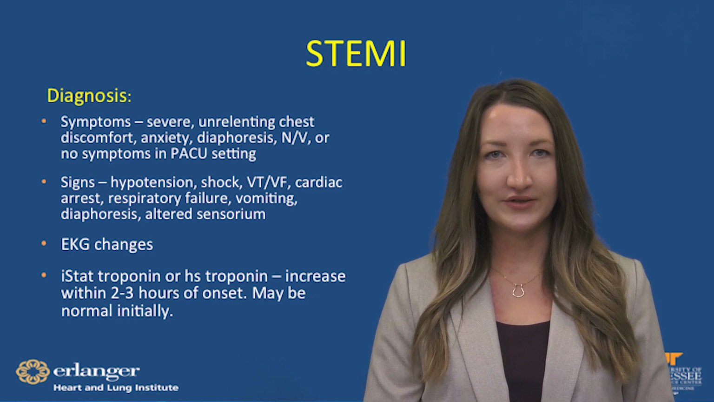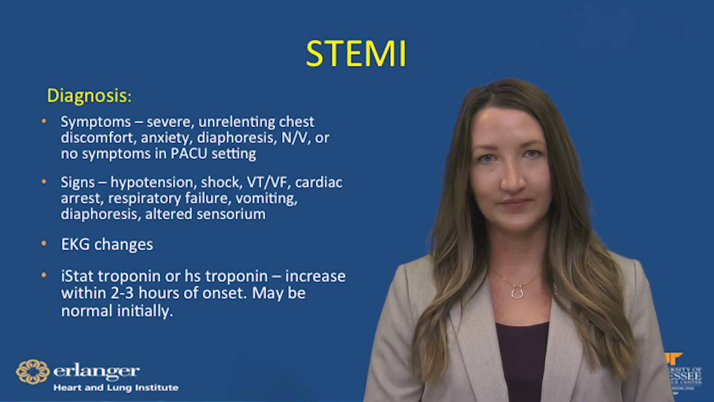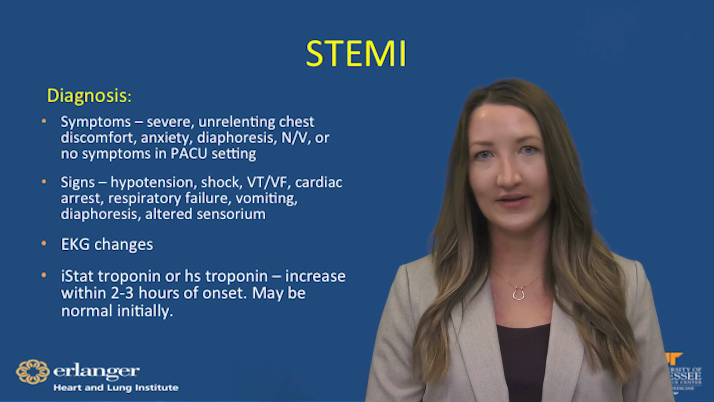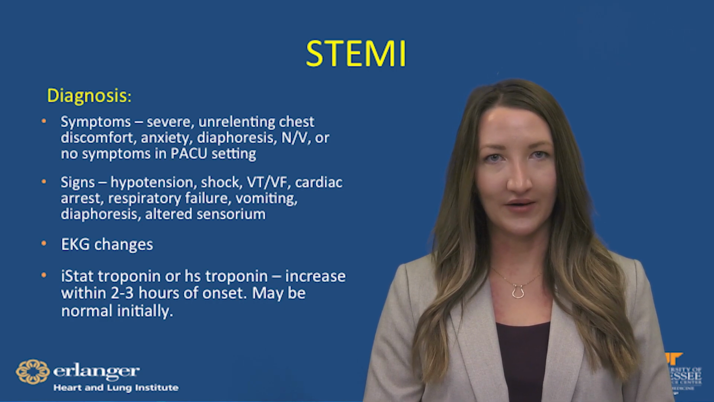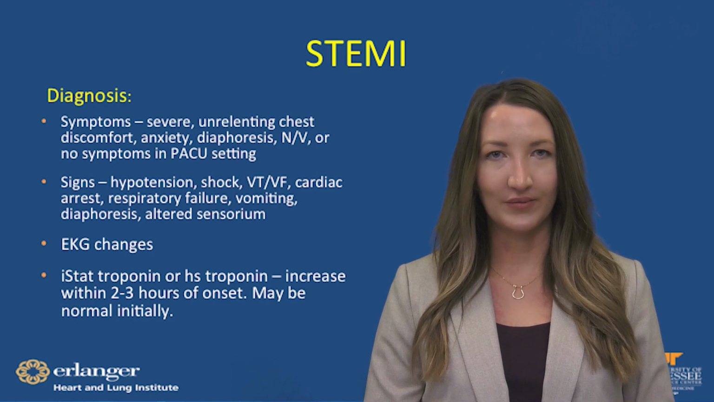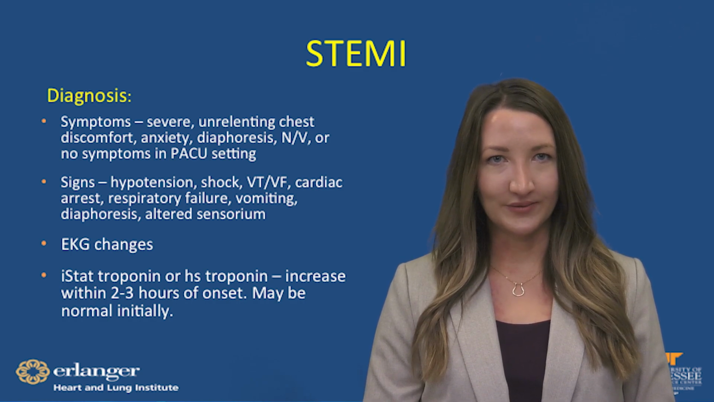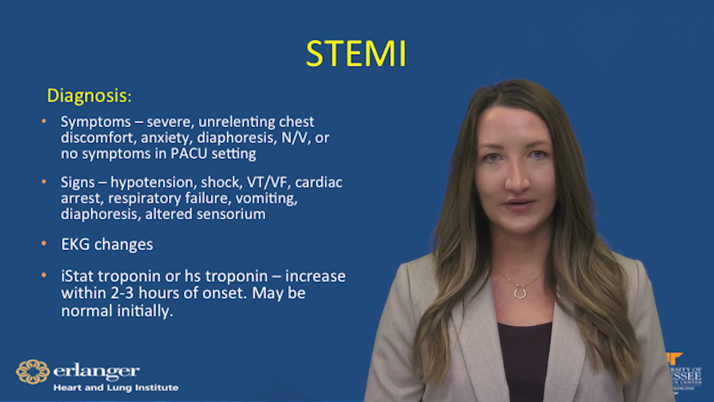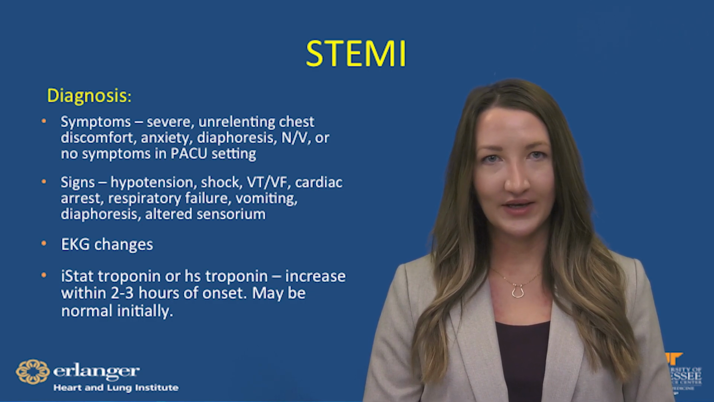Signs would be hypotension. It can also manifest in overt shock. They may have non-sustained VT or sustained VT, ultimately VF, and cardiac arrest. They may start to have shortness of breath and pulmonary crackles, respiratory failure. They may have vomiting, diaphoresis, and they may have altered mental status. EKG changes we'll touch on in the next slide.